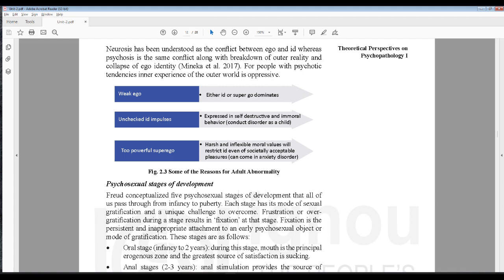Meinekar et al. 2017. For people with psychotic tendencies, inner experience of the outer world is oppressive. Weak ego. Psychosexual stages of development.